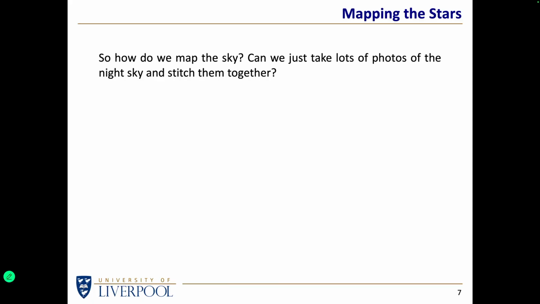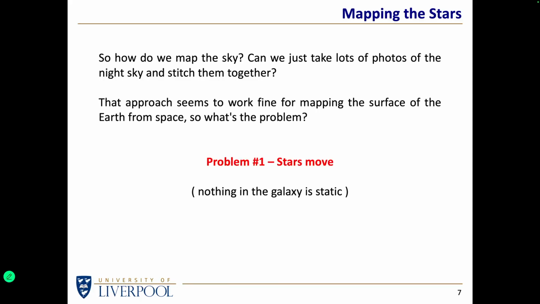So how do we map the sky? Is it simply a question of, well, take a lot of pictures and stitch them together? Well, that approach, of course, works fine for the Earth. We can use satellites to photograph the surface of the Earth, stitch them all together. We've got basically a map of the entire surface of the Earth. But that doesn't work so well for the stars in the sky because, well, problem number one, the stars move.